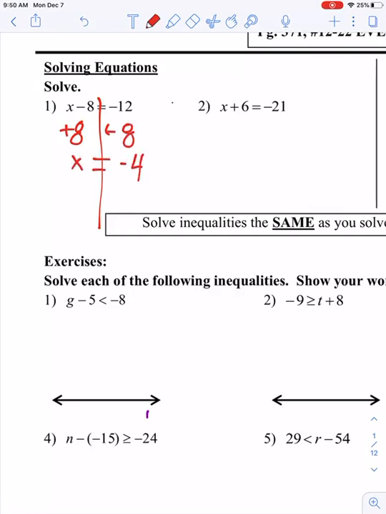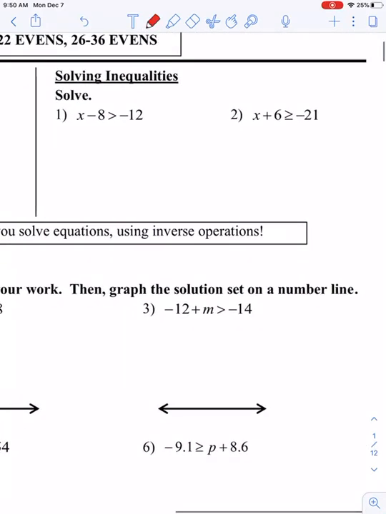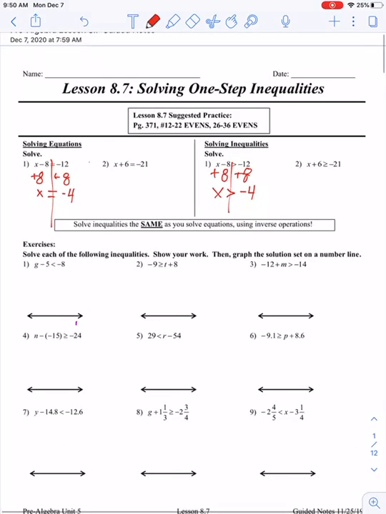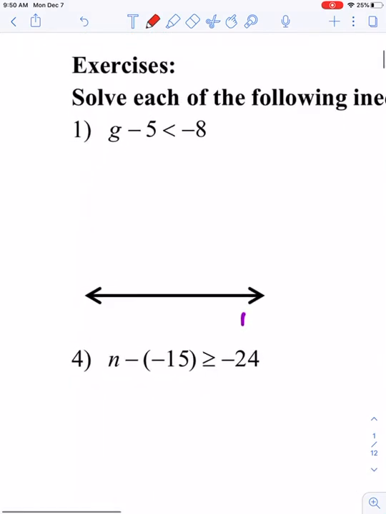Now, if we do that to an inequality, add 8 on both sides, your answer is x is greater than negative 4. That means your answer is not negative 4, it's any number greater than negative 4. So that's where it changes the meaning of our answer. All right, let's do a few examples here at the next part of this page together.